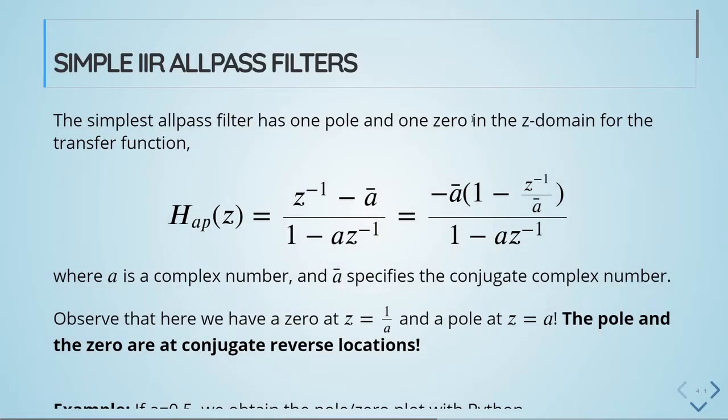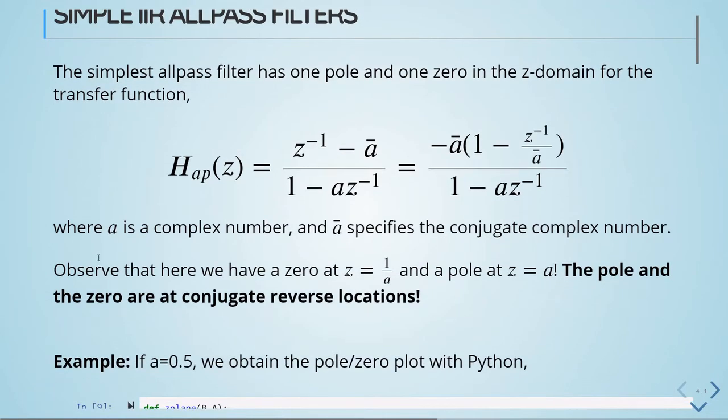But we can also have a simpler all-pass filter that will have one pole and one zero in the z-domain for the transfer function. So this is the transfer function of an all-pass filter with one pole and one zero, where a is a complex number and a bar specifies the conjugate complex number, and we observe here that we have a zero at z equals 1 divided by a bar, and a pole at z equals a. So the pole and the zero are at conjugate reverse locations.